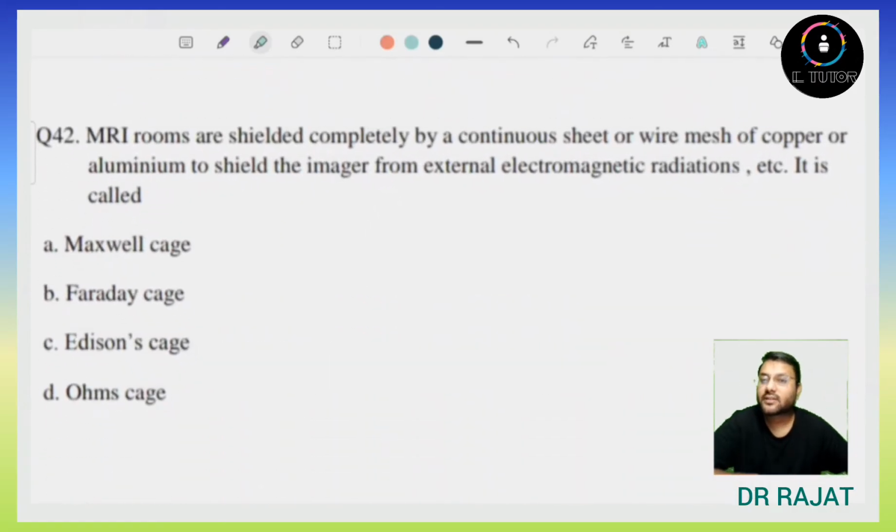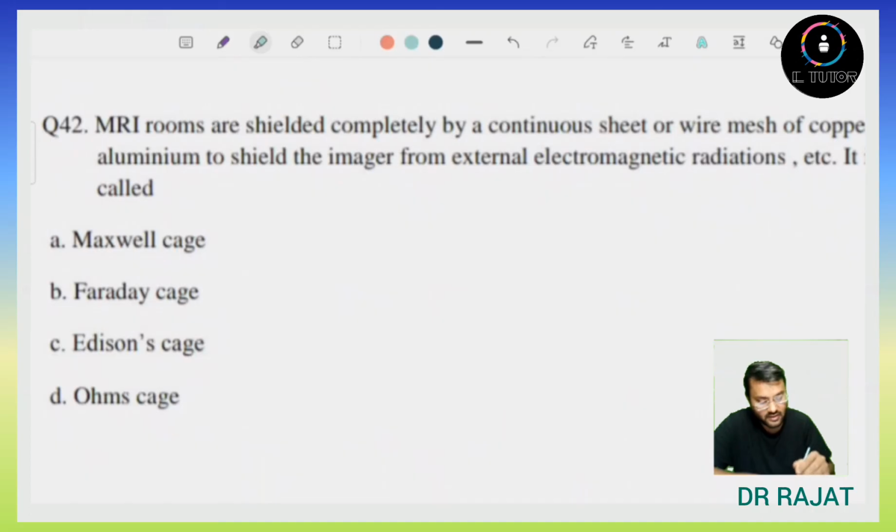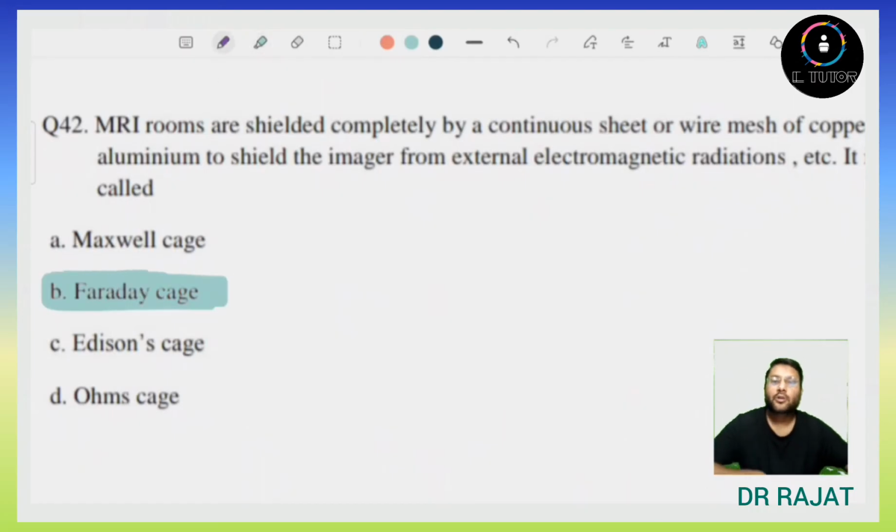Now next question is MRI rooms are shielded completely by continuous sheets of wire mesh of copper and aluminium to shield the imager from external electromagnetic radiations. So it is called as, this is a direct question, we also study this in 10th class science. It is called the Faraday cage. Faraday cage is mainly to protect the MRI room from external electromagnetic radiations entering inside.